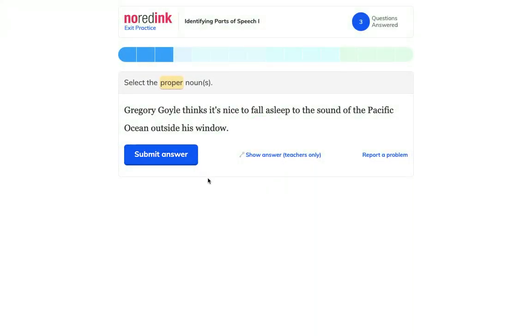Gregory Goyle thinks it's nice to fall asleep to the sound of the Pacific Ocean outside his window. In this sentence, however, we're being asked to select the proper nouns, not the common nouns. So be careful when it switches it up on you. Proper nouns are capitalized specific names of things. So Gregory Goyle is a specific person. Pacific Ocean is a place.